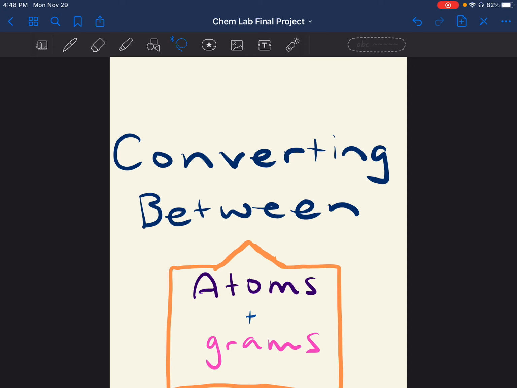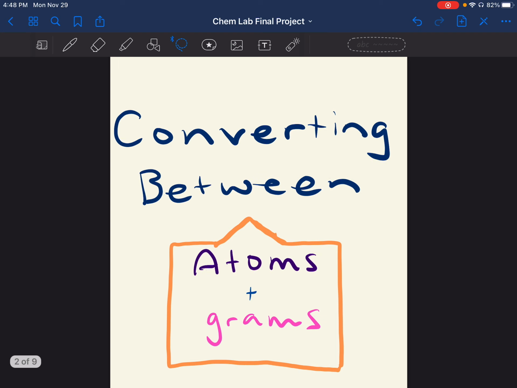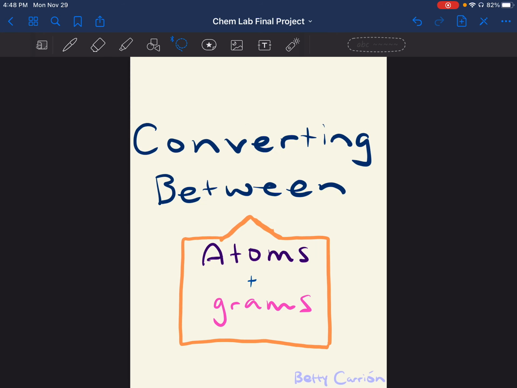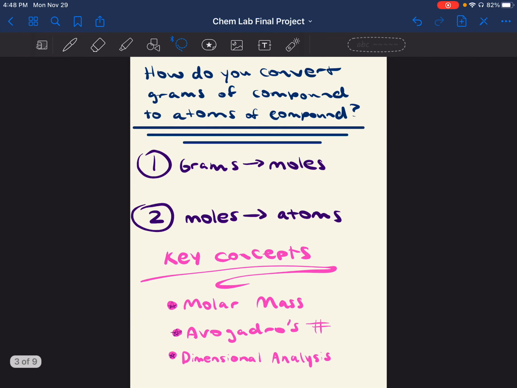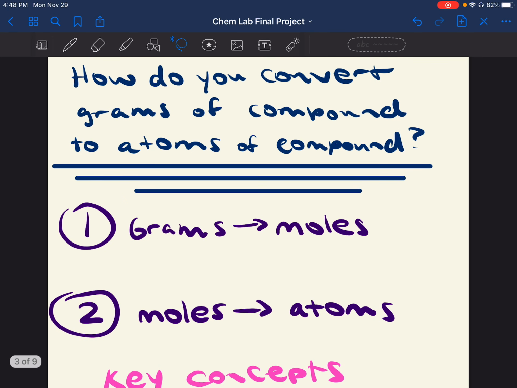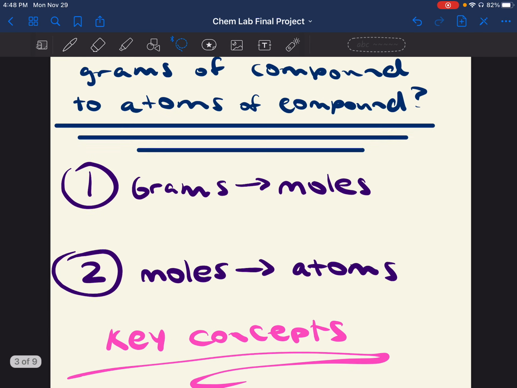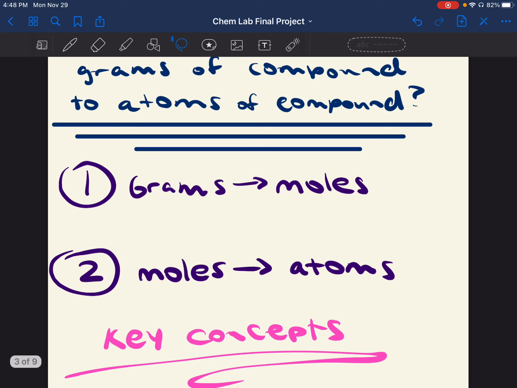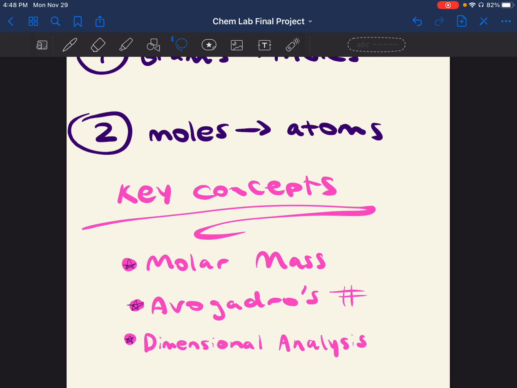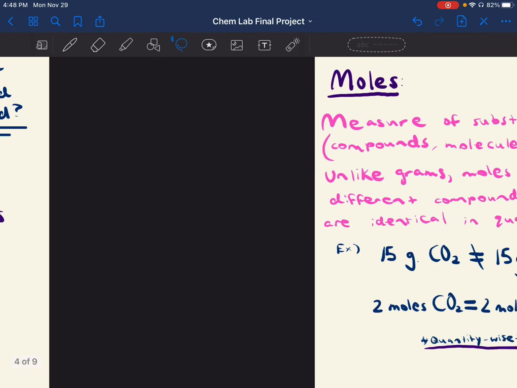I am doing my lab final for Chem 119, and I'll be talking about how to convert between atoms and grams of substances. So first things first, how do you convert grams of a compound to atoms of a compound? You'll need to know how to go from grams to moles and then moles to atoms. To understand how to do this, I'll be going over molar mass, Avogadro's number, and dimensional analysis.